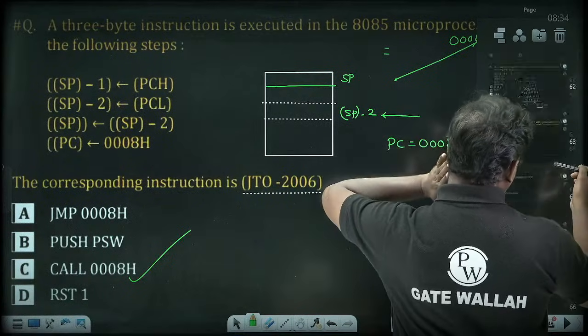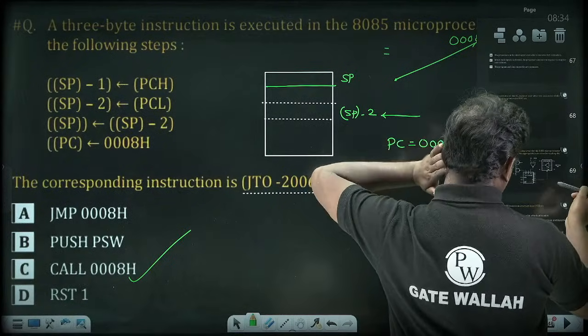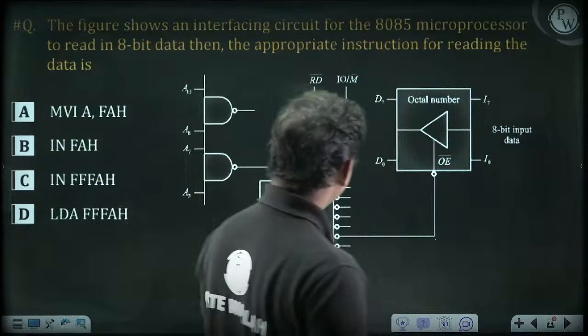If anybody can answer some interfacing questions also, yesterday we have discussed. So can you answer this question? Make it fast.